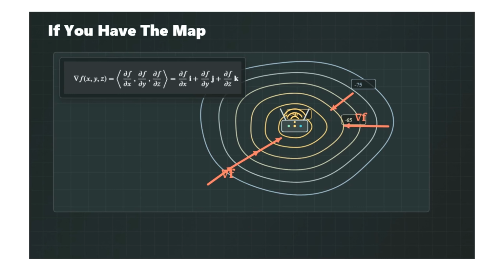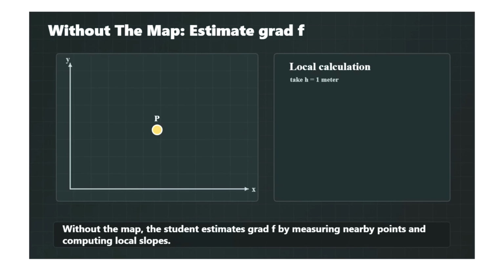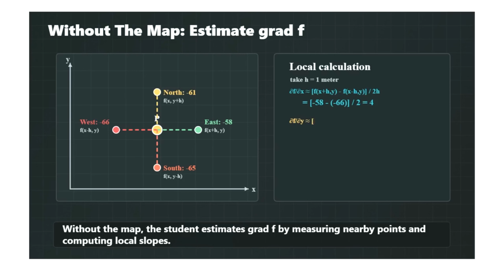So if we had the full map, following grad f would move us from weaker signal regions toward a local maximum. But in real life, Max does not know the full function. He does not see the contour map. So he estimates the gradient by checking nearby points. If the signal is stronger to the east and slightly stronger to the north, then the gradient points mostly east and slightly north. That direction is his best local guess.